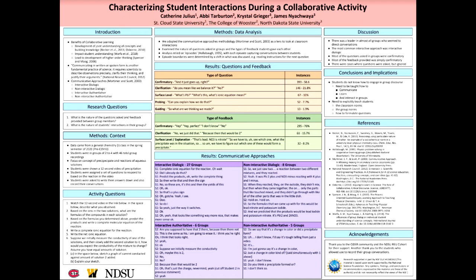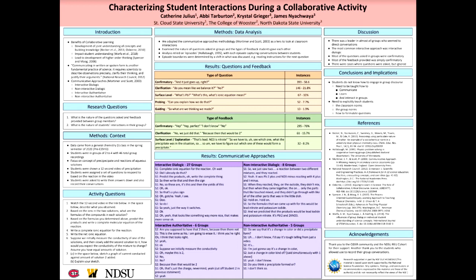The 2 questions we focused in on for this project are: what is the nature of questions asked and feedback provided in the groups, and what is the nature of students' interactions within the groups? As I said before, we use communicative approaches as a lens to look at the interactions within the groups. We also examined the questions and feedback the students gave, and we identified 5 types of questions and 3 types of feedback. For the questions, they were confirmatory, clarification, surface level, probing, and guiding.